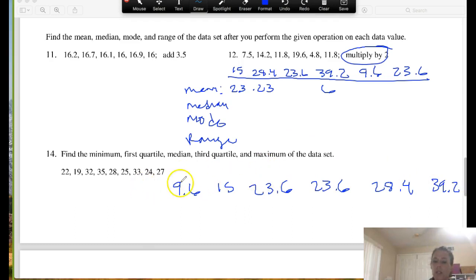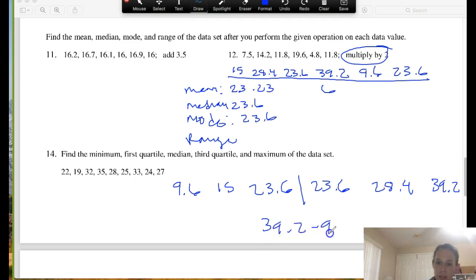Okay, so let's go ahead and find the median. The middle number is halfway between. There's 3 data points this way, 3 this way, so this is my middle number. So I'm going to have that right there, and it's the same number. So I don't have to average them. It's just 23.6. Right. The mode is the number that occurs the most. Once again, 23.6.